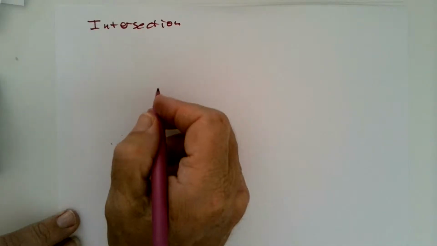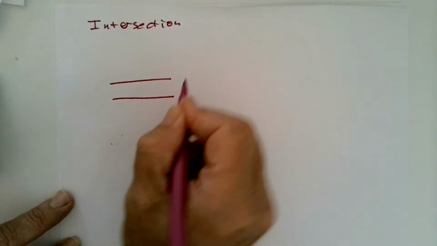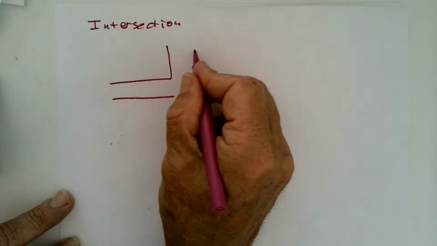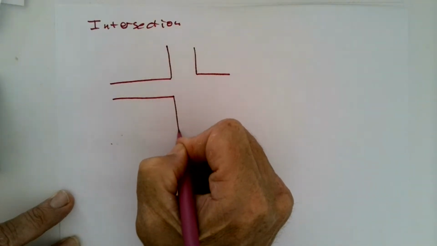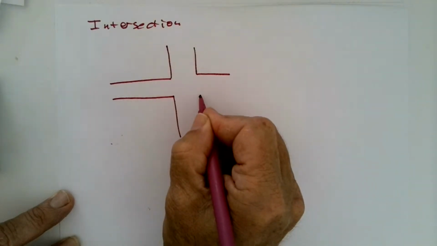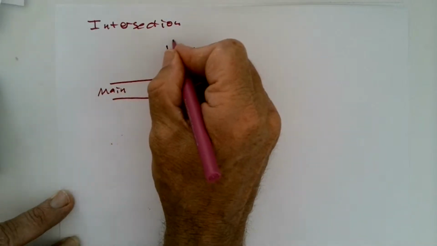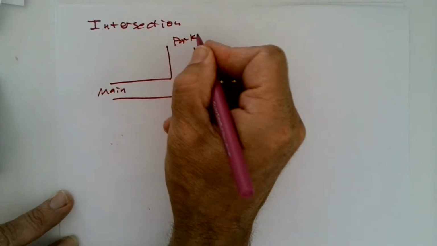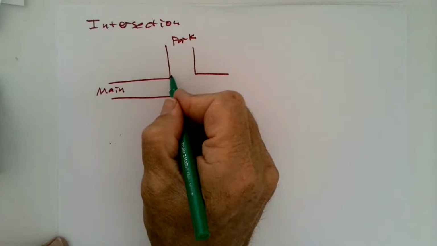Before I give you the formal definition, let's think about the intersections of two streets. If I have two streets here, what is the real intersection of those two streets? Let's say this street is Main Street, and this street is Park Street. The intersection of those two streets is this portion.